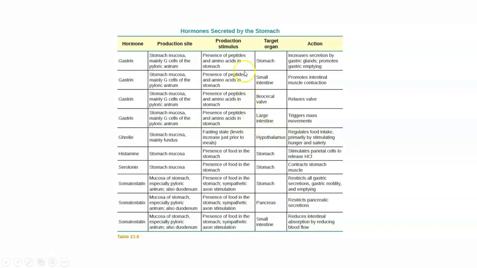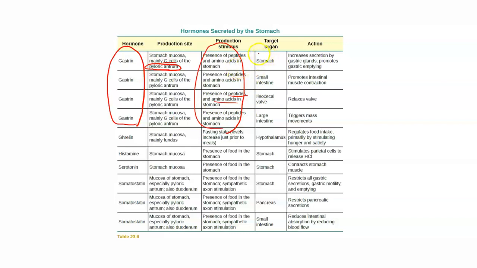There's a great table in the book which summarizes all the different hormones that the stomach makes, and thus far we've talked mostly about gastrin. So here we have gastrin. It's made in the G cells, predominantly in the pyloric antrum, so that's that distal portion of the stomach. Here are the reasons why it would be made. If there's peptides or amino acids in the stomach, that would suggest that there's food in there and it needs to be digested.